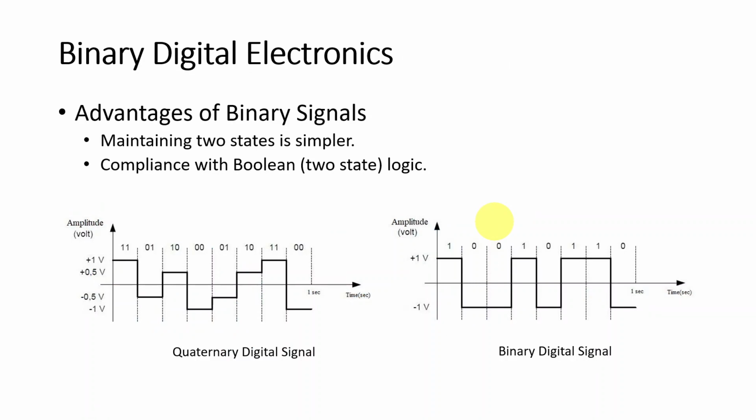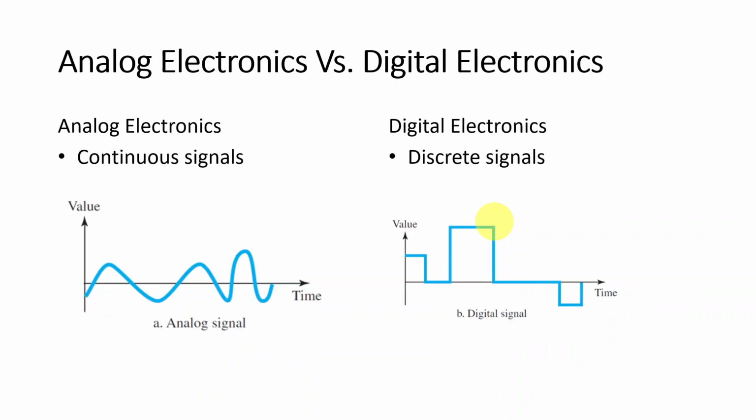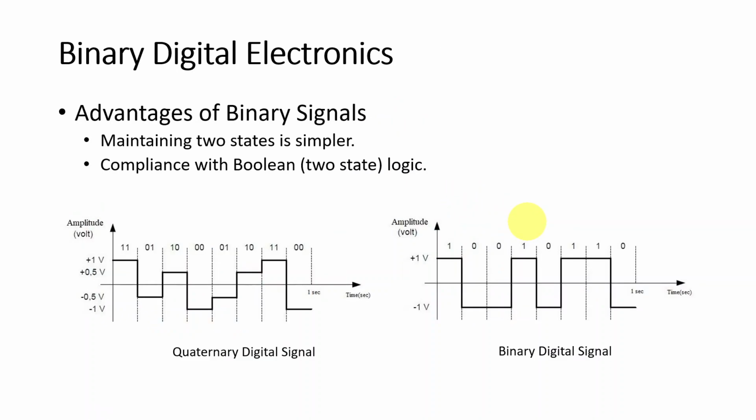To be very specific, when it comes to computer architecture, we are interested in binary digital electronics, right? Because in digital electronics, there can be multiple states. But what we are really interested in is two-state digital electronics, or binary digital electronics, because computers store data in binary, process data in binary, and transmit data in binary as well. So that is why we say that a computer is a binary digital electronic device.